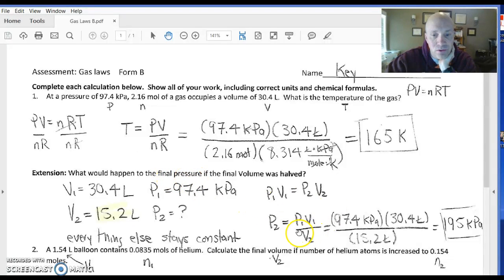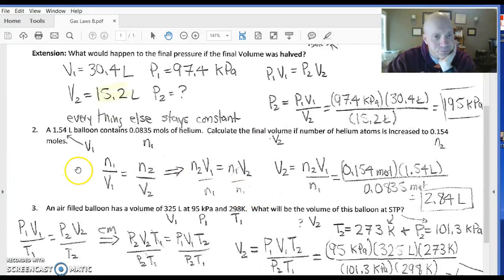All right. So getting P2 by itself, we would get this, plugging in these values, gives us 195 kPa. All right. Notice that it's rounded to 3 sig figs because each one of these numbers going into the problem has 3 sig figs.